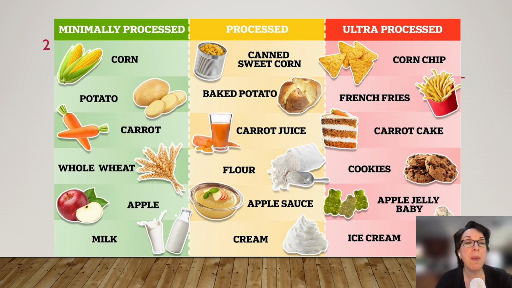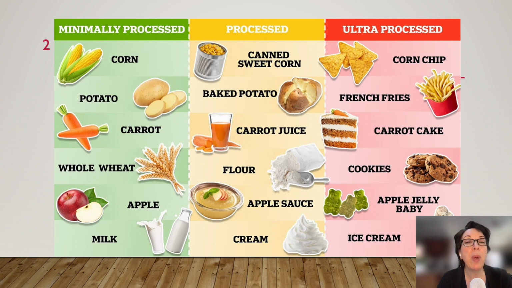So when we're talking about processing of food, this is a very good depiction of what that looks like. On the left of the screen, you have minimally processed food examples. These are foods that can usually just be summed up in one word. They're corn, potatoes, carrots, whole wheat, apples, and milk. So if you take these foods, they've had very little done to them. Maybe they've been picked, they've been washed, and that's pretty much it.